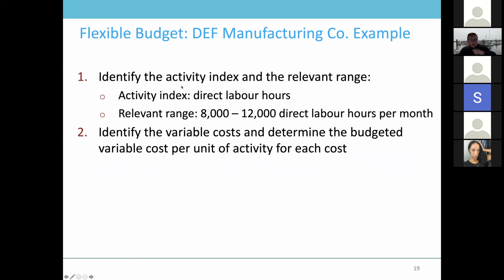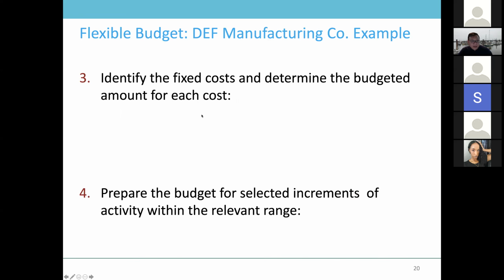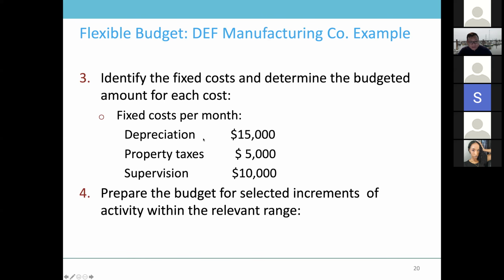So we know the activity index is the direct labor hours, and we identify the relevant range as 8,000 to 12,000 direct labor hours per month. So that's the range, right? And then the variable cost per unit, you use cost divided by the level, 120,000. You figure out all these unit costs, okay? And number 3, you figure out the fixed cost. This information is given, that's the fixed cost, right?